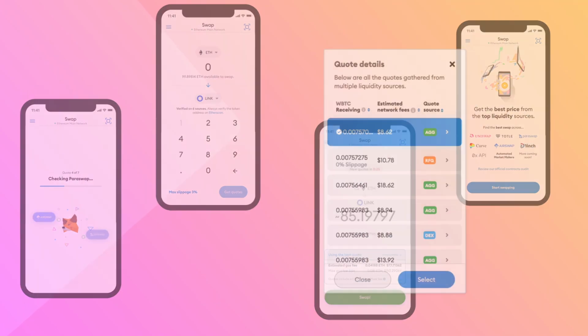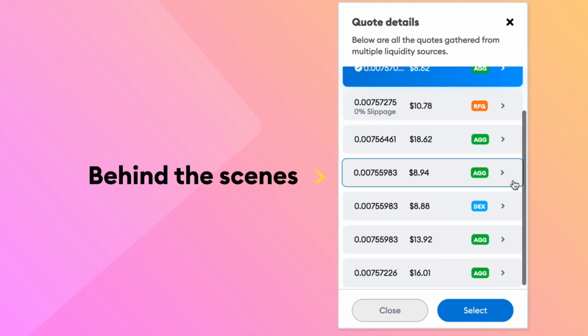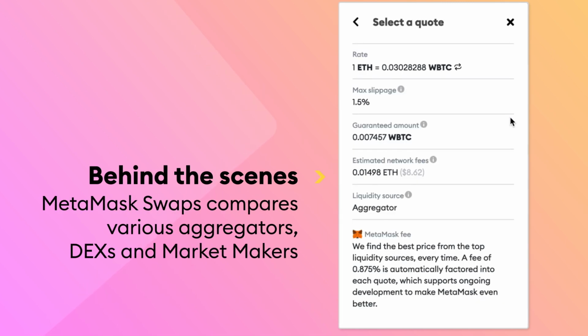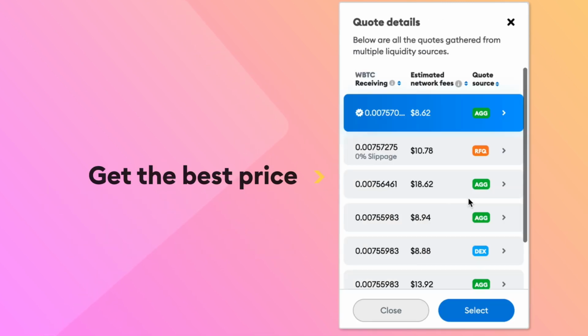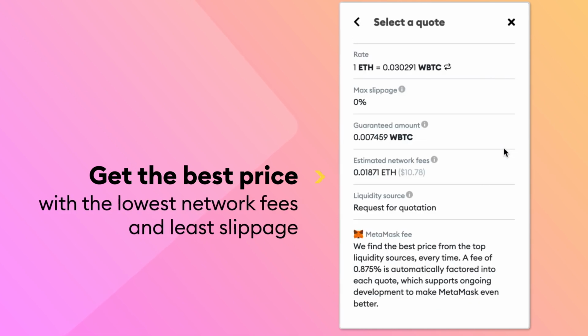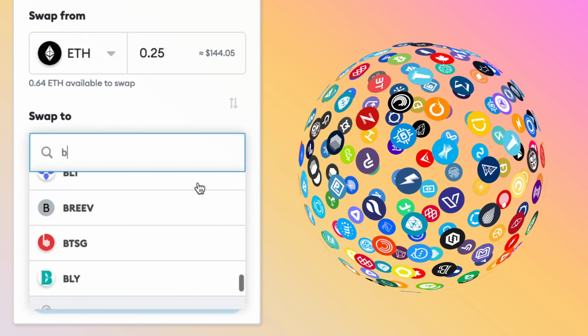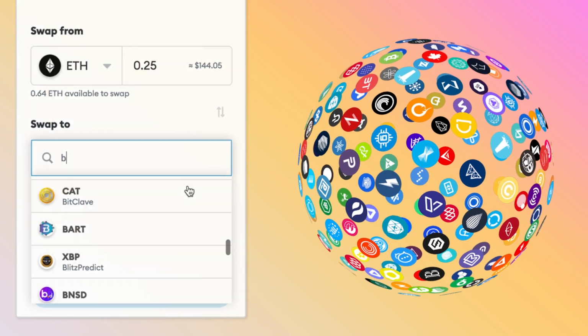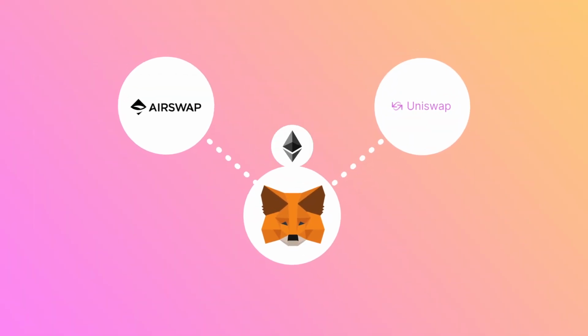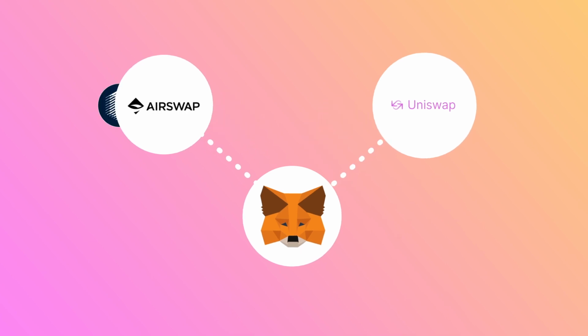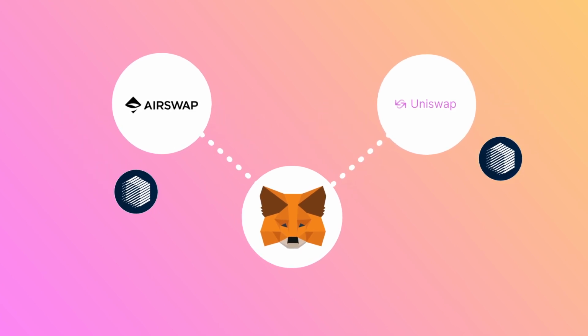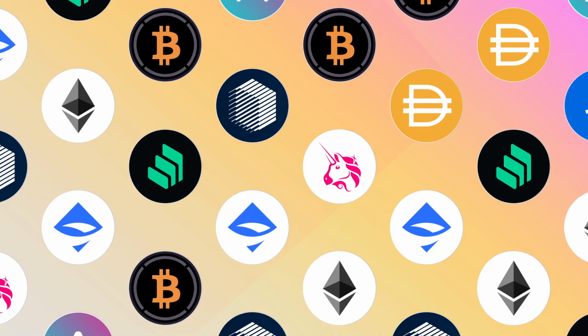What makes swaps so useful is what it's doing behind the scenes. It compares various DEXs, aggregators, and market makers to find you the best price, with the lowest network fees and the least slippage. Plus, you can swap a wider range of tokens than you could from any single service, and swaps can even automatically split your trade up among several providers to give you access to greater combined liquidity. And all that without you having to, well, think about it really.